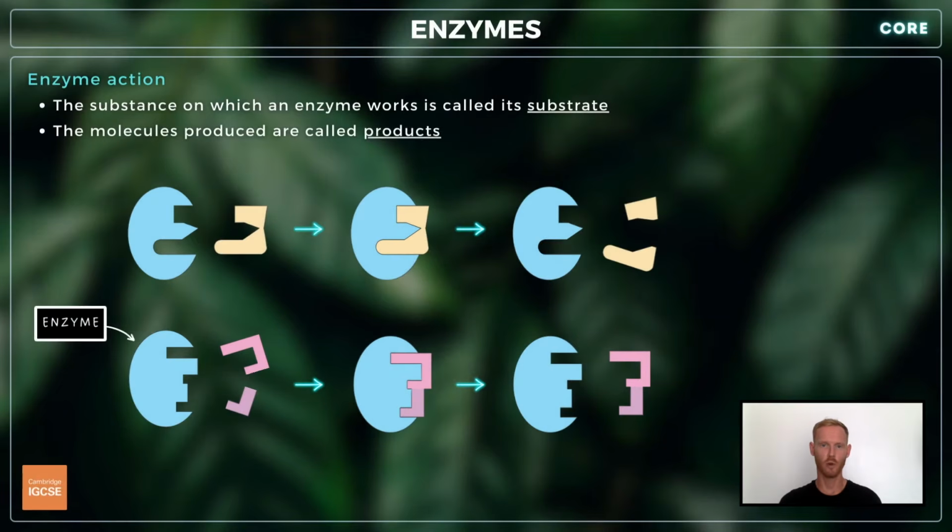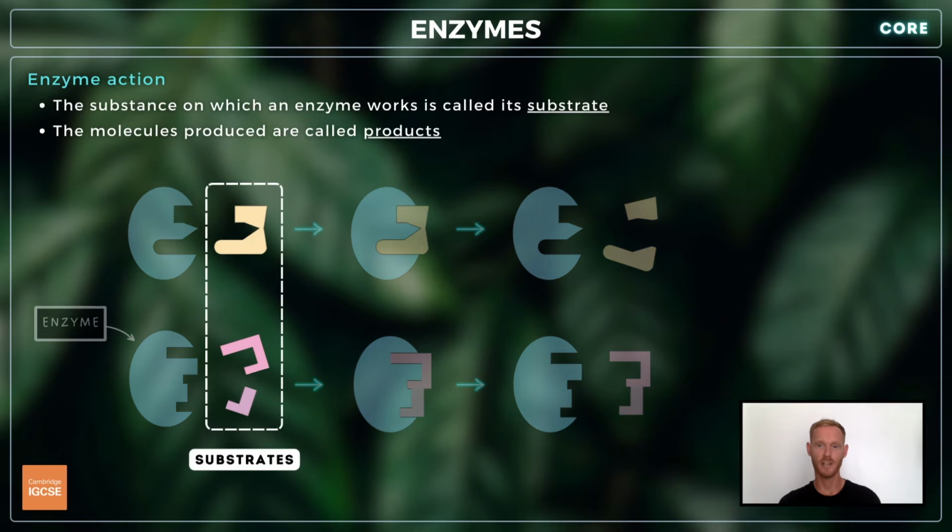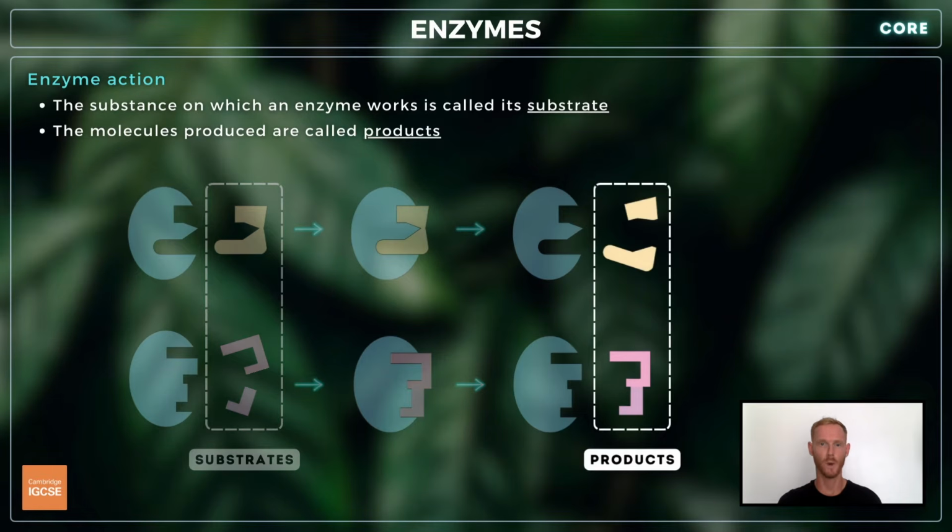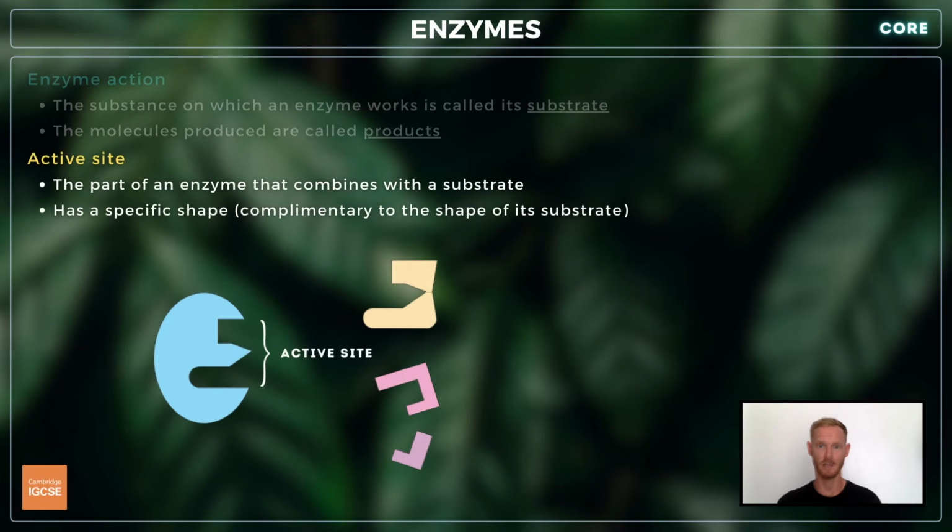An enzyme-controlled reaction involves a substrate, an enzyme, and a product, and the substrate and the product may be two or more different molecules. The substance on which the enzyme works is called its substrate, and the molecules produced are called the products. The part of an enzyme molecule that's responsible for combining with a substrate is called the active site. The active site has a specific shape, so like the fit between a lock and key, substrates bind to a specific type of enzyme with an active site that fits only them.